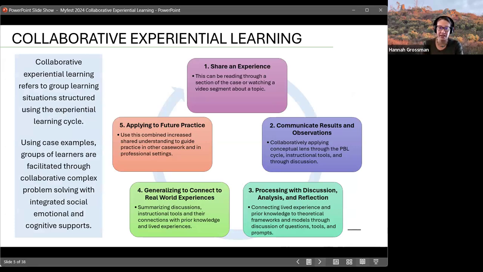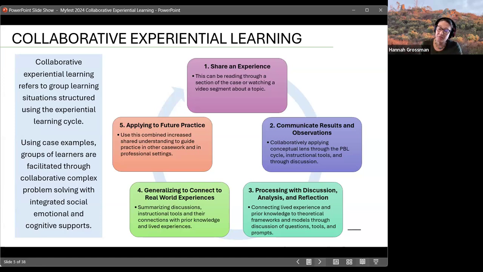Collaborative experiential learning is a group learning situation structured using the experiential learning cycle. The experiential learning cycle by Kolb, 2014, involves having an experience, communicating about the results and observations, processing with discussion, analysis, and reflection, generalizing to connect to real-world experiences, and applying to future practice.